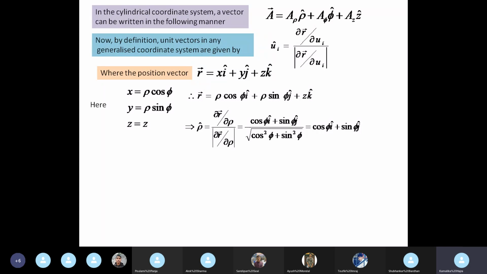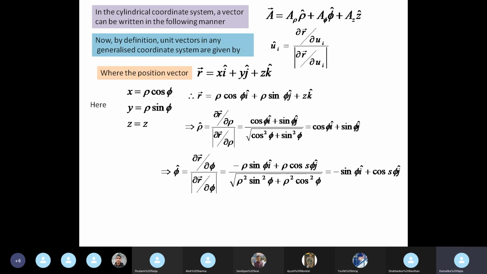Okay. So you take the derivative with respect to rho. What you get? Very easy. cos phi i cap plus sin phi j cap. z does not depend on rho, so it does not give any term. And in the denominator you have the mod of this thing. So root over cos square phi plus sin square phi, which is 1. So the value is cos phi i cap plus sin phi j cap. So this is the direction of rho cap, in terms of the directions i cap and j cap.